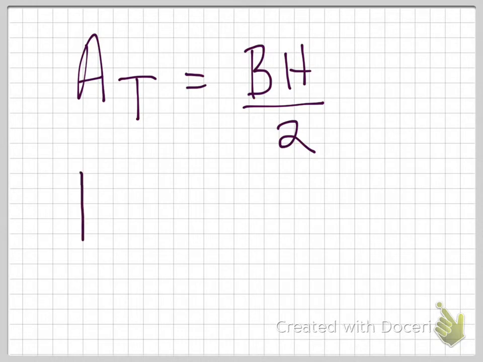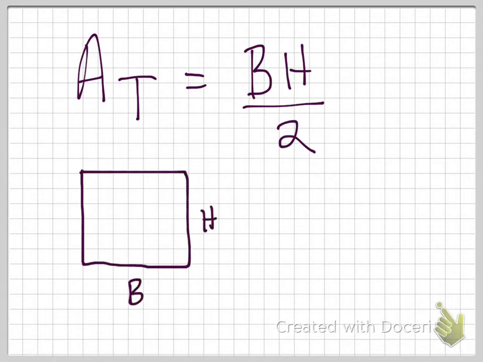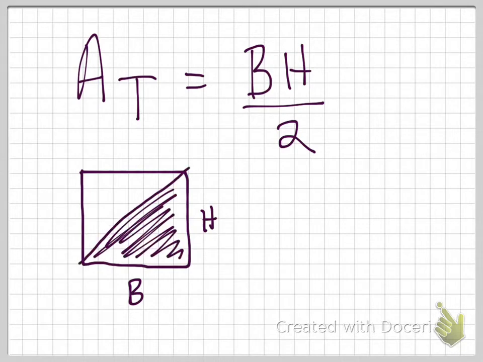And just remember that the reason why that whole thing works is because we are doing our base times our height for a normal rectangular shape, but a triangle is only half of that shape. So we take that normal base times height and then we divide it by 2. Let's try a couple examples.